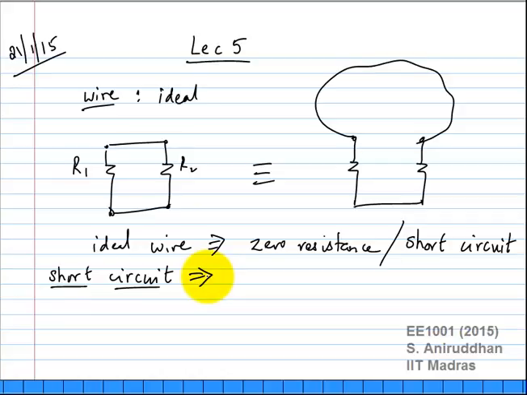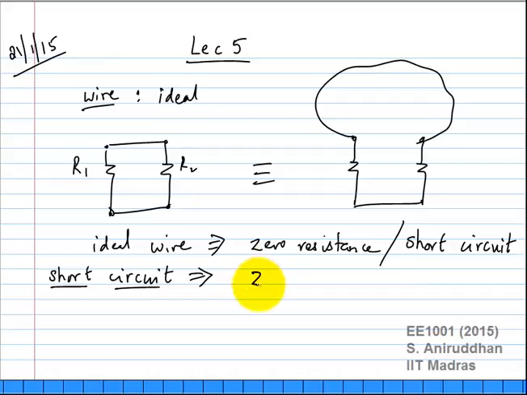How do you define a short circuit? Of course, a short circuit is defined between two nodes, two points. So how do you define it? Both are at the same potential, exactly.